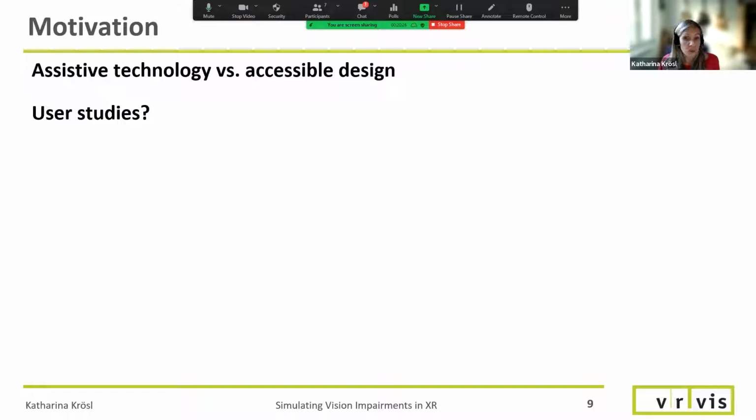A solution to this problem could be to run user studies with people with healthy eyesight and just simulate vision impairments.